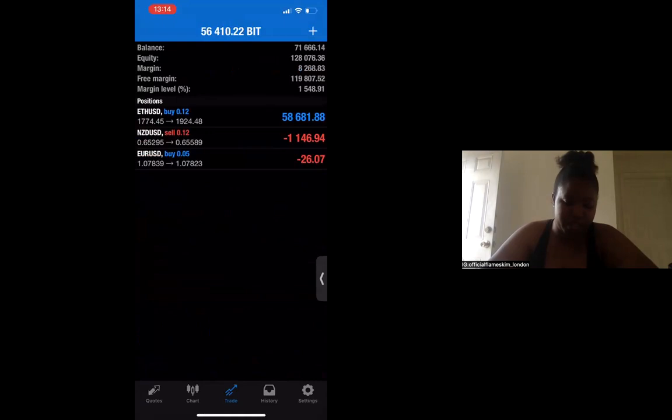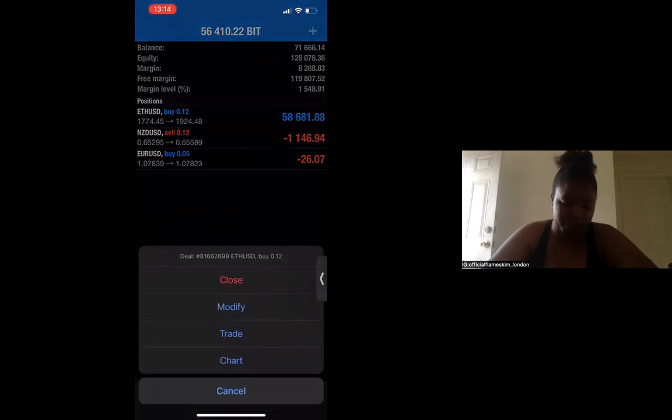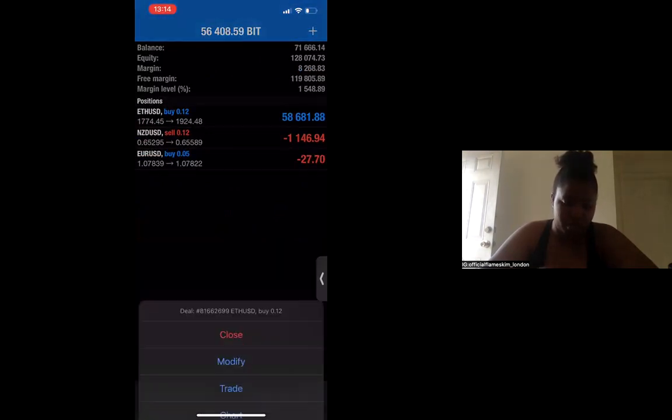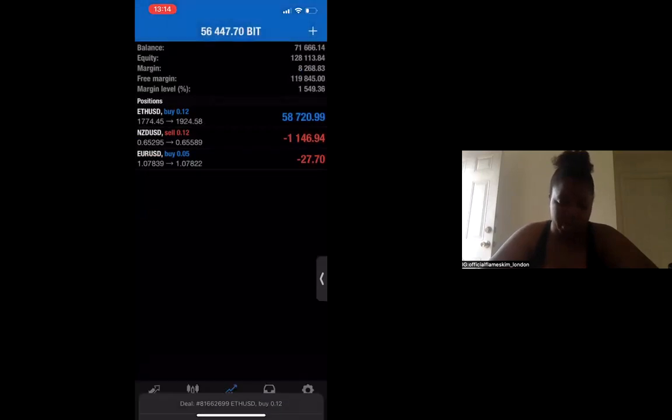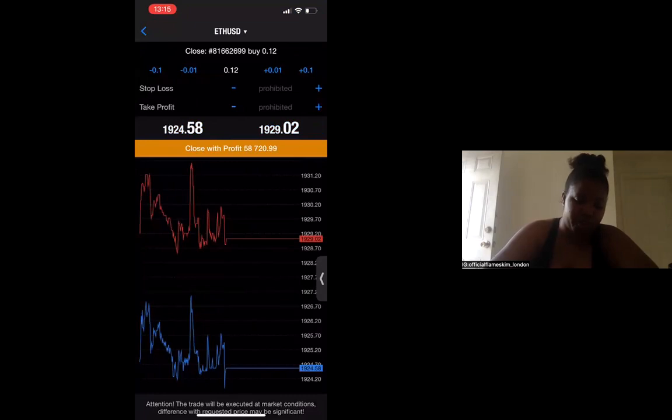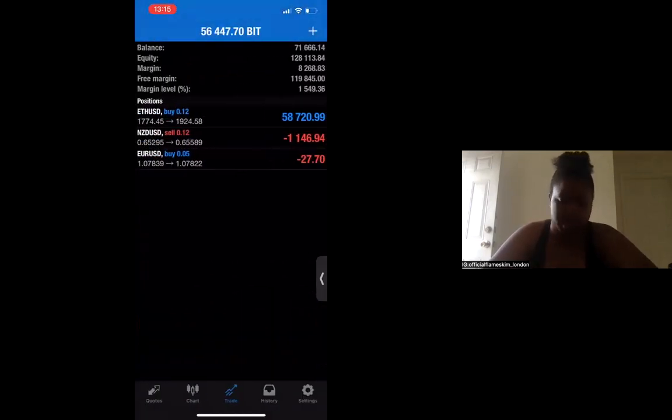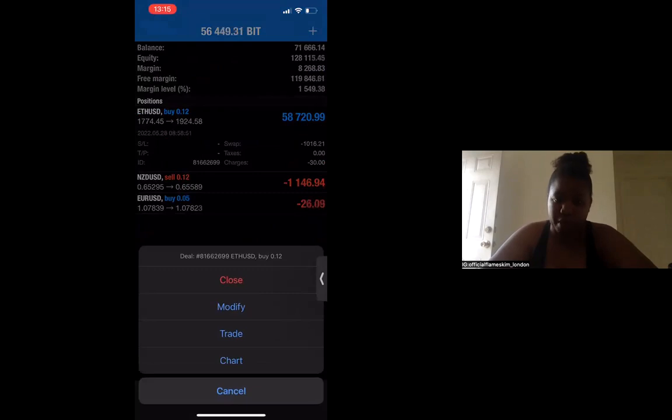And then if you wanted to do it again, you can press down on the trade and you would see close. You could press close from here. So you have two different ways that you can close your trades. Swipe to the left, press on the tick, right, and do what you have to do. Or you can press down on it and it will pop up like this, the same way you would modify your trade.